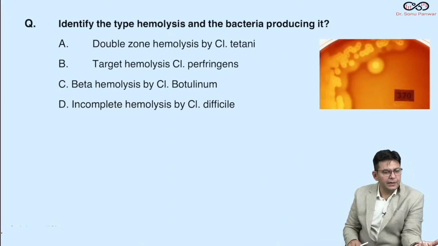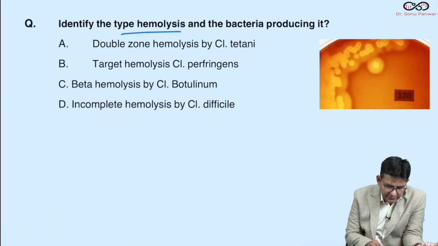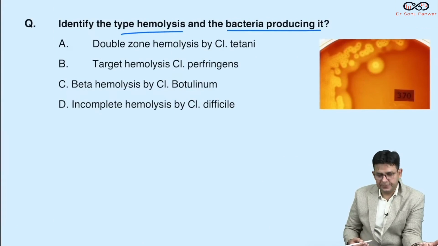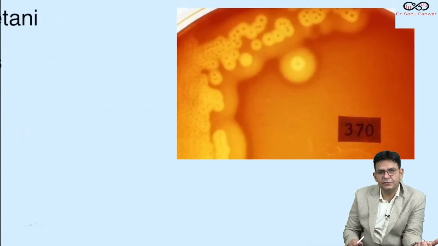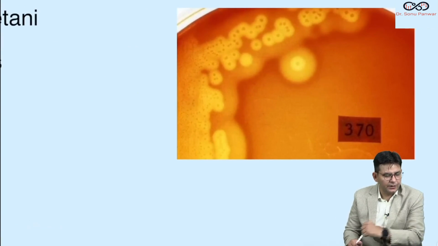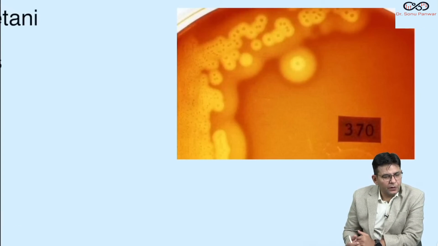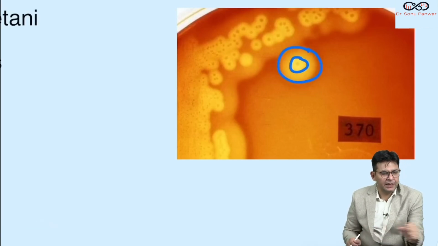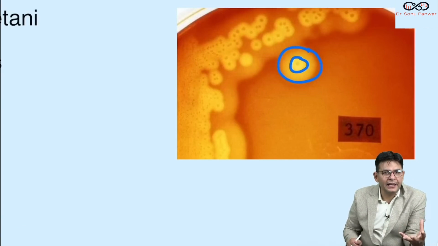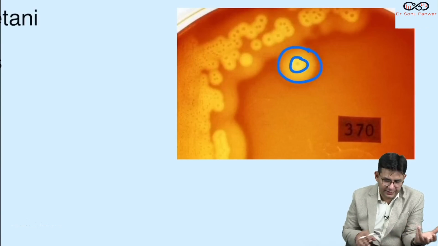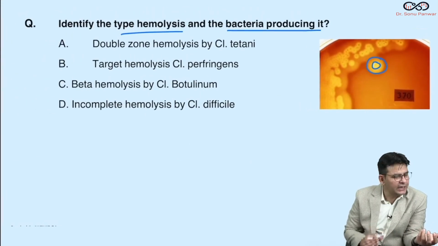Now, coming to this particular one, guys. Identify the hemolysis and the bacteria producing it. As you can see in this particular picture, if this comes in your exam, can you tell me what we are looking at? Yeah, very right, Manisha, very right. Now coming to this one, tell me what you are observing in this. Aren't you observing a double zone of hemolysis in this? So this is termed as double zone or target hemolysis. But the important thing is target hemolysis, double zone hemolysis of what? What are the options telling us?